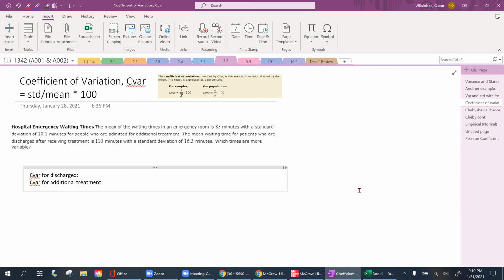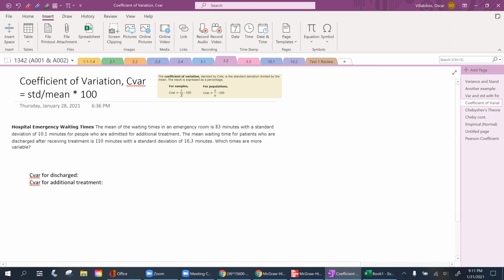Like for this example. The mean of the waiting times in an emergency room is 83 minutes with a standard deviation of 10.1 minutes for people who are admitted for additional treatment. So I know that for the people admitted for additional treatment, the standard deviation is 10.1 and the mean, the average, is 83 minutes. That's for one case. Then I am also told the waiting time for patients who are discharged after receiving treatment is 110 minutes with a standard deviation of 16.3 minutes. Which times are more variable?